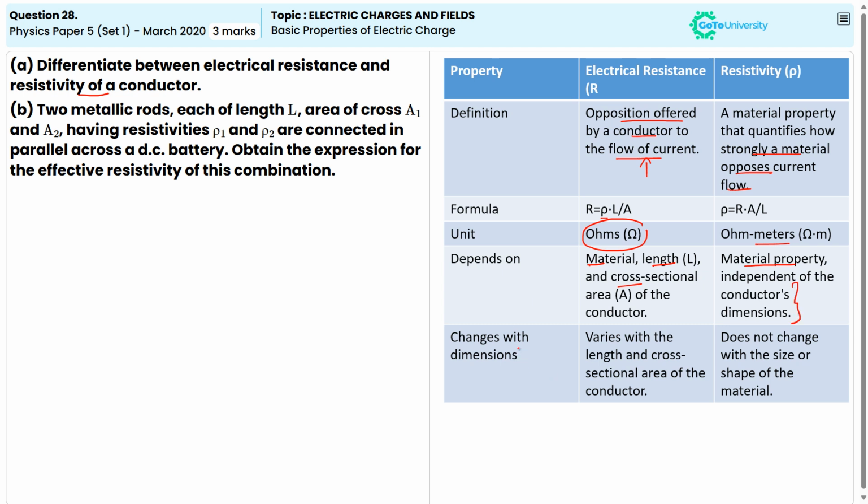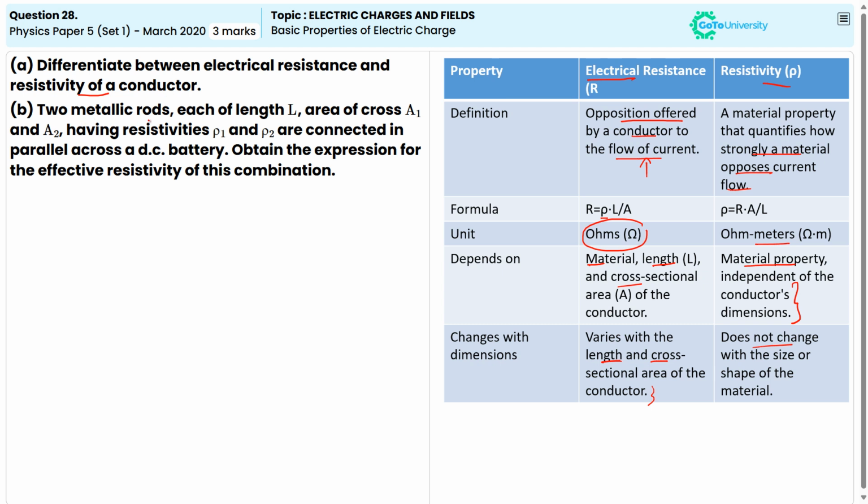Now the last property: resistance changes with dimension, it varies with the length and cross-sectional area of the conductor, but resistivity does not change with the size or shape of the material. So these are the differences between electrical resistance R and resistivity rho. Now let us discuss question B.